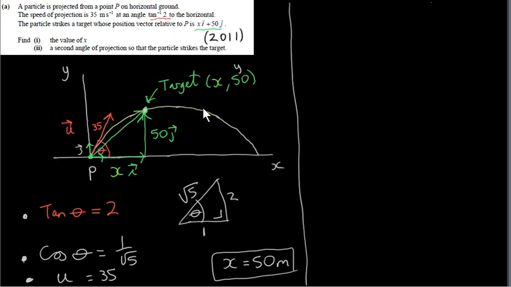Suppose you forgot how to get the equation of a trajectory. Well, we could think of the problem this way. We're interested in the position of the object after a certain time, and we want the position in the y direction. We want s_y to equal 50. The y component of the initial velocity is 35 sine theta.